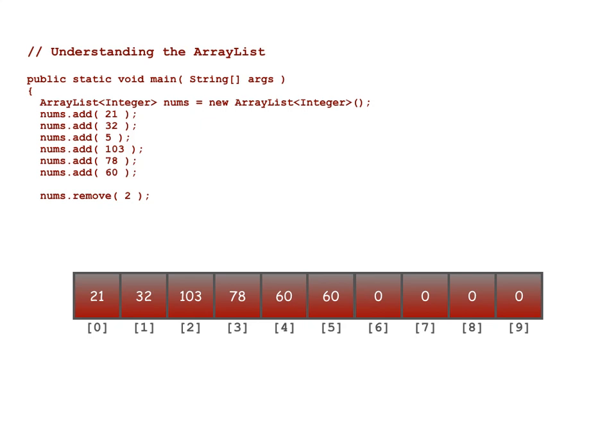Now you might be wondering, what about that extra 60 on the end? Shouldn't we get rid of that value as well? Well, we don't need to, because when we decrease the size variable by 1, that effectively takes that last value out of the picture, because the ArrayList will never allow you to operate on a position that's greater than or equal to the size.